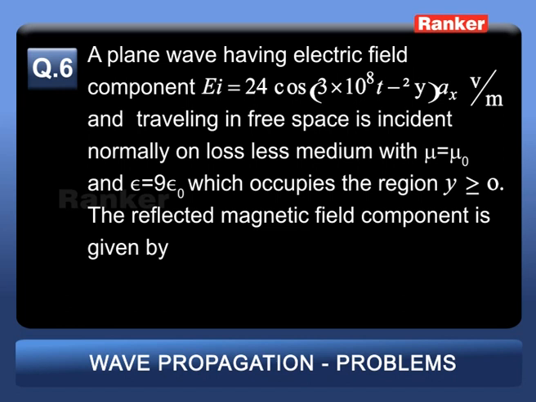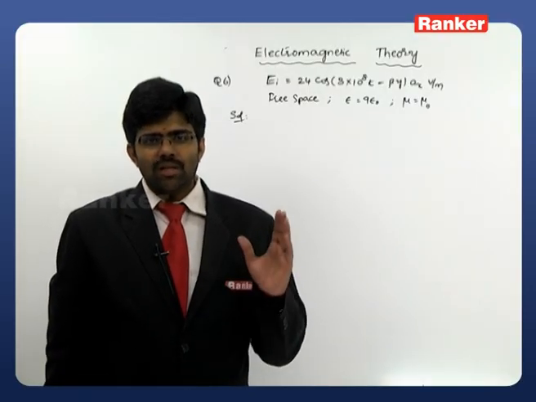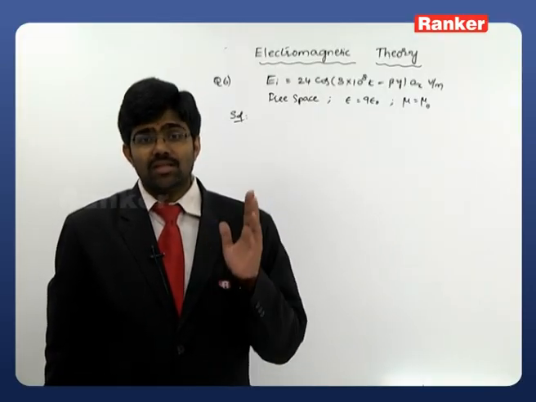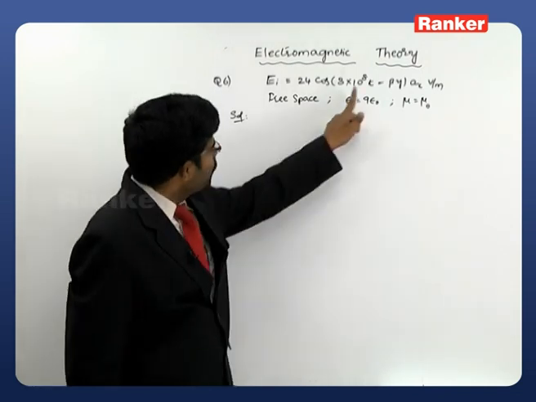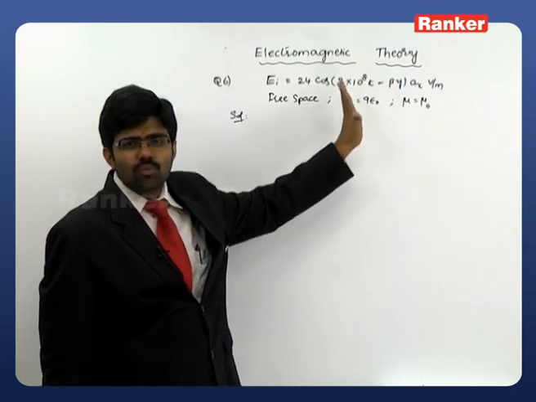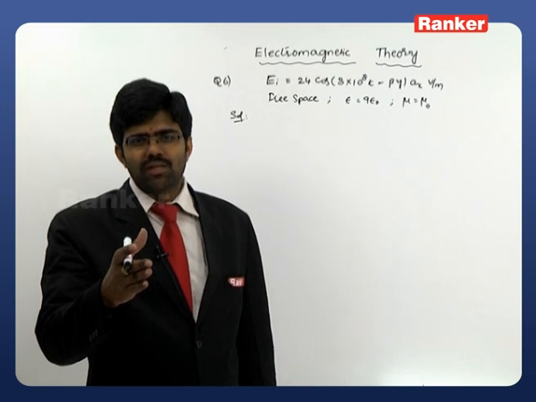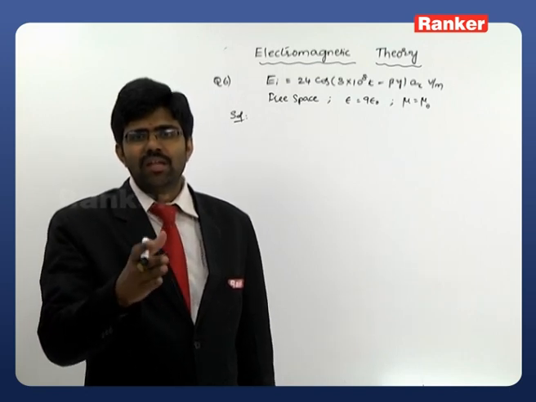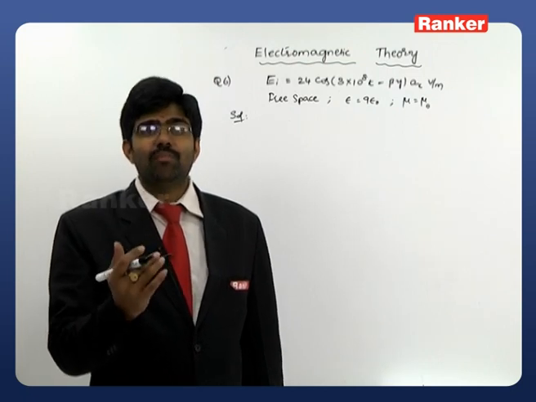The reflected magnetic field component is given by... here the given wave is traveling in free space initially, and it is clearly traveling in the positive y direction. From the equation itself we can observe that it is traveling in the positive y direction, and it hits a boundary where a dielectric medium appears, and it reflects. So here we require the equation of that reflected magnetic field.